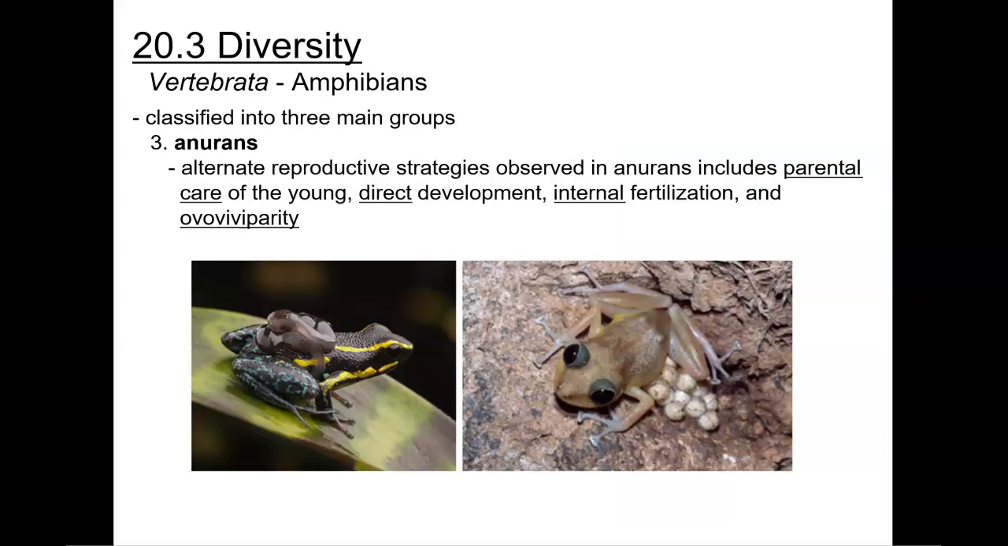Alternate reproductive strategies are going to be observed in the anurans, including parental care of the young, direct development, internal fertilization, and sometimes oviparity.